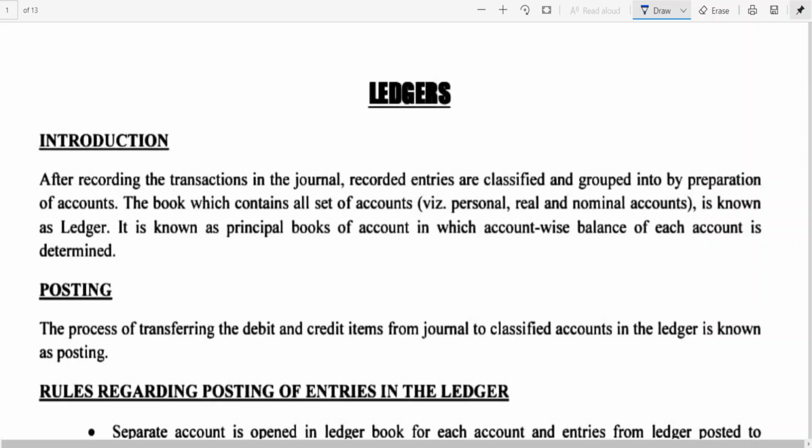Hi friends, good day. This introduction I have already given you just to show you the PDF that has been sent to you. After recording the transaction, general record entries are classified and grouped by preparation of account.